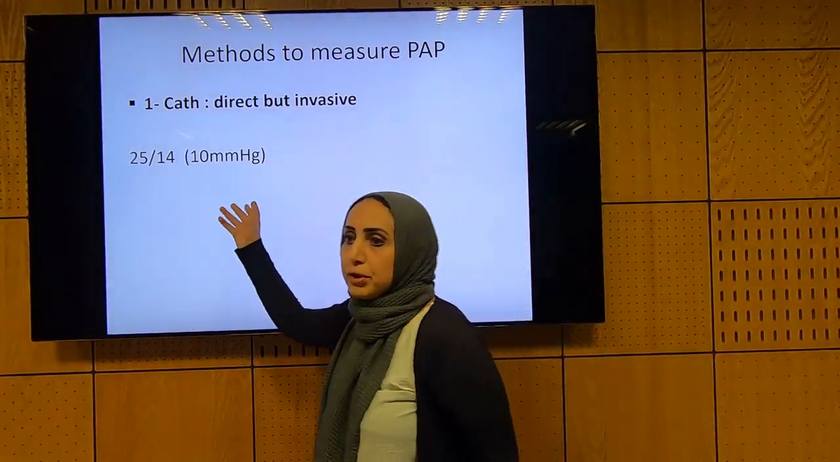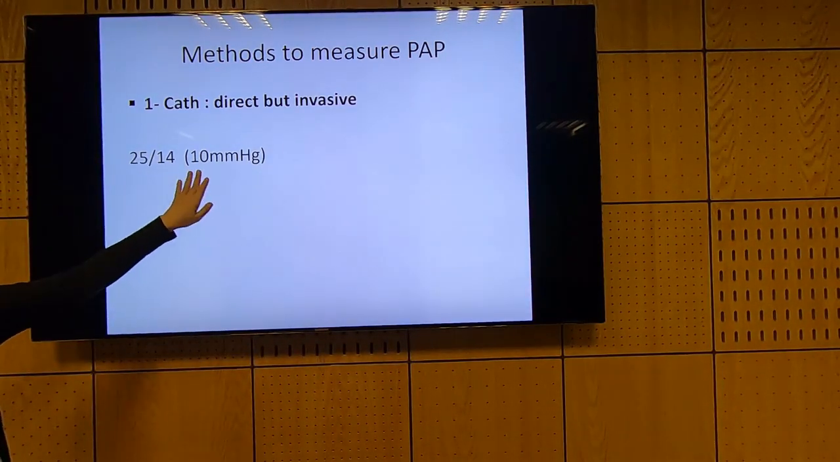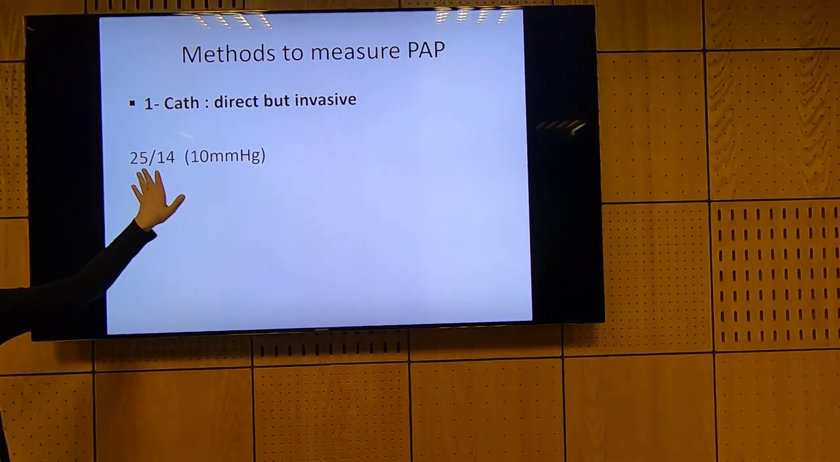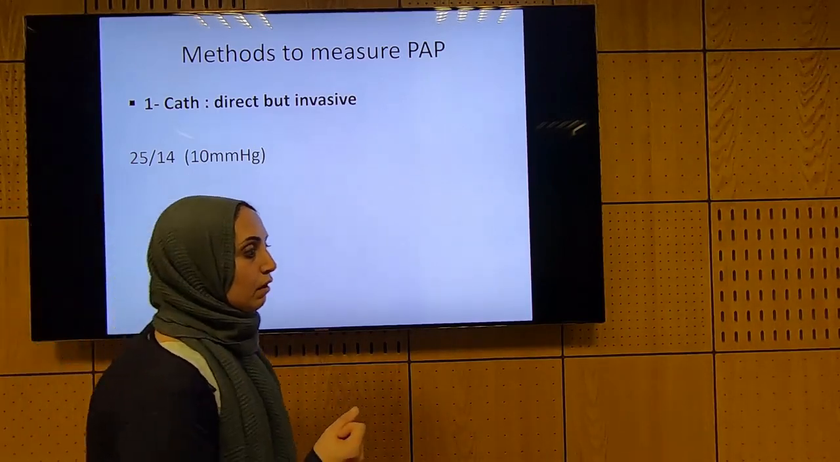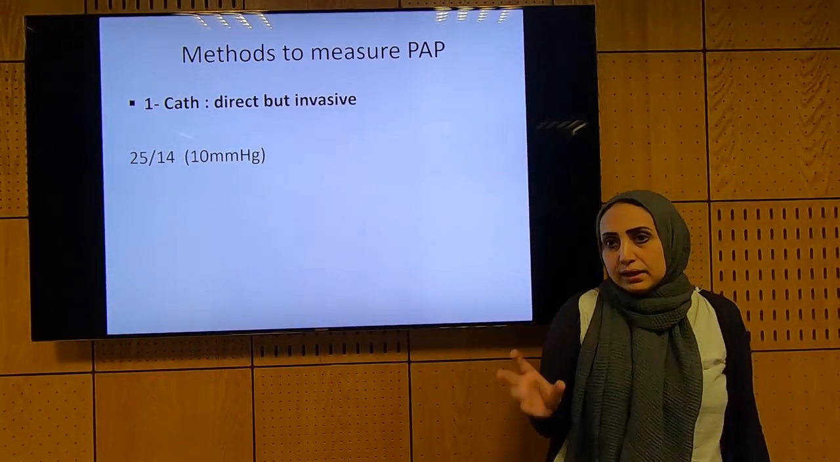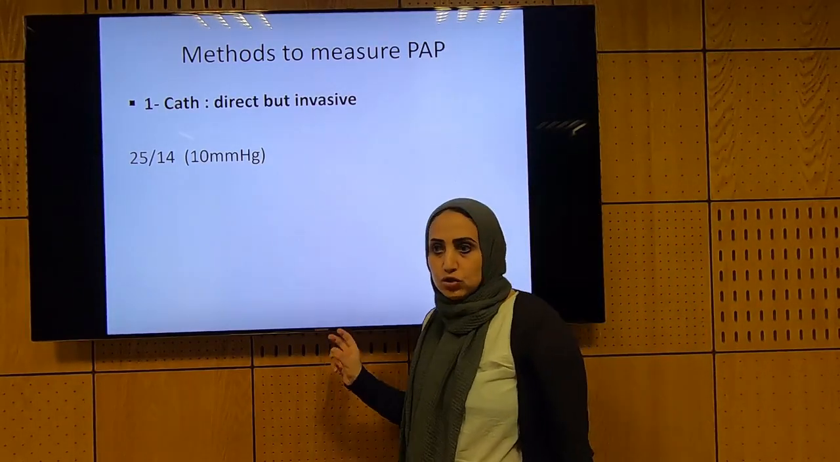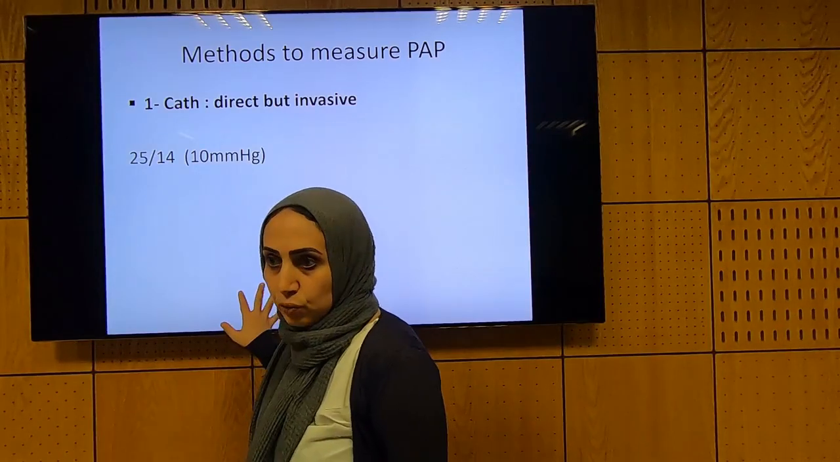So we will get three figures like this: 25/14, with 10 between brackets. This is systolic over diastolic, and this is the mean, like we got in the aortic blood pressure. But it is not applicable to send each child or each patient to the cath lab to measure the pulmonary artery pressure. However, this is the accurate way.